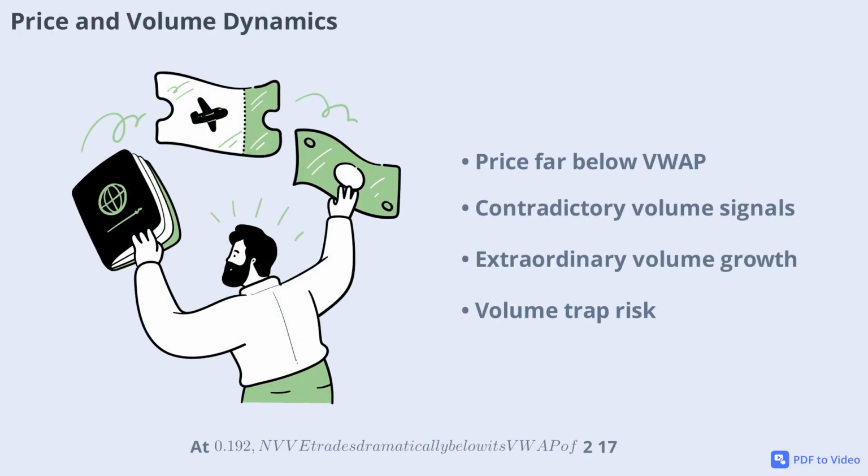At 0.192, NVVE trades dramatically below its VWAP of $2.17, indicating massive distribution and selling pressure. Volume analysis reveals a paradox. While on-balance volume (OBV) suggests some accumulation, other indicators like accumulation distribution (AD) and ADOSC confirm overwhelming selling.